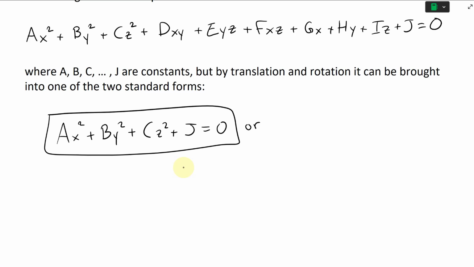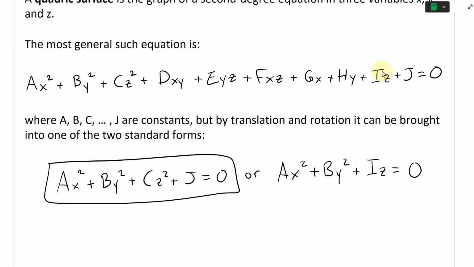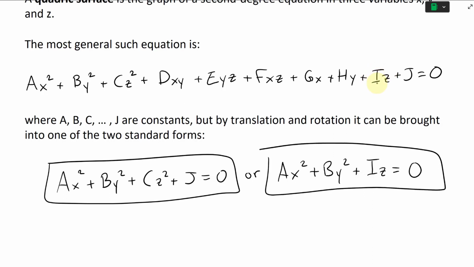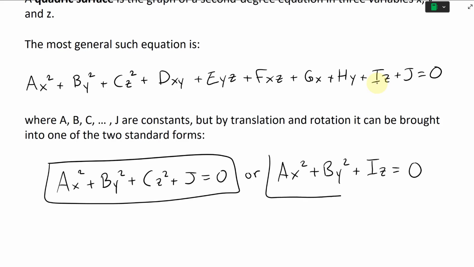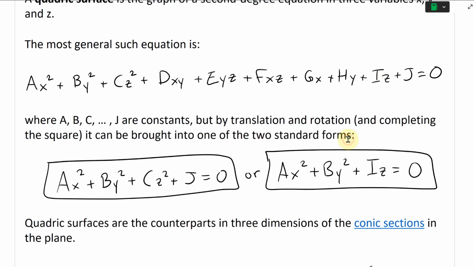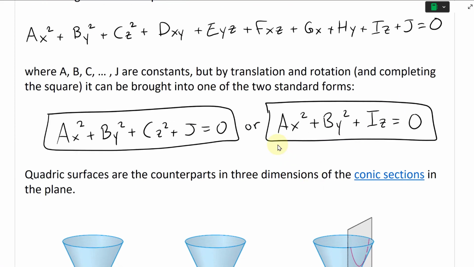Or you could also write it if one of them doesn't have a square. You could shift it around and rotate it such that you're going to have ax squared plus by squared plus iz equals 0. So that's this right here, iz, like that. So you could have it in one of these two forms. All right, that's pretty interesting stuff there.